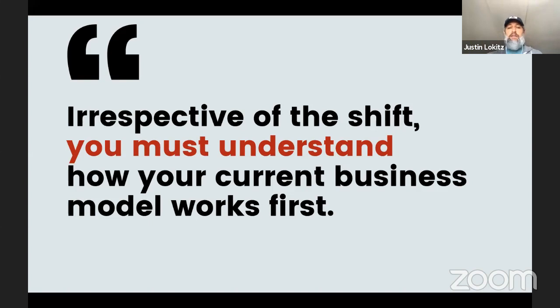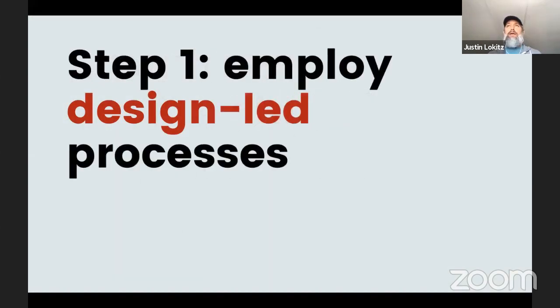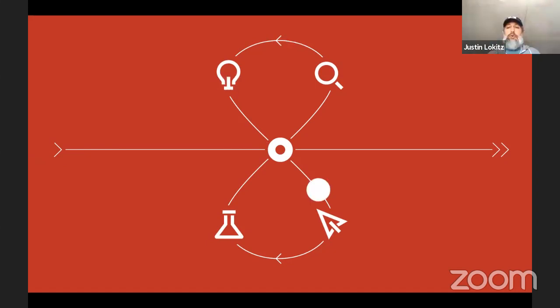And irrespective of that shift, you must understand, first and foremost, how does your current business model work? If you can understand that, then you can understand how you might make shifts and what you'll need to make those shifts. So how do you do all this stuff, and how might we design our own shifts? First and foremost, I don't believe that you can really create any one of these shifts and do it well without employing design-led processes. So what do I mean by design-led processes? What I mean is we can't just say, oh, we're going to do this, and just go do it. What I mean is we must really understand, what are we working with?